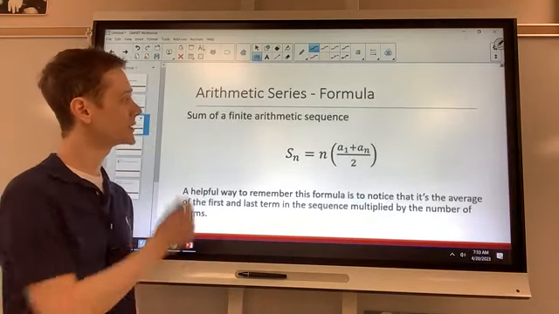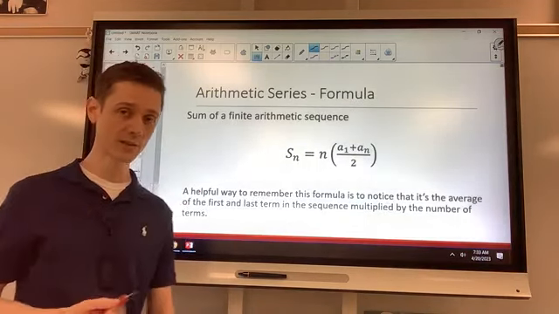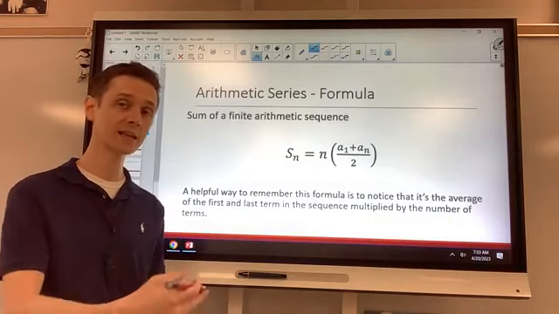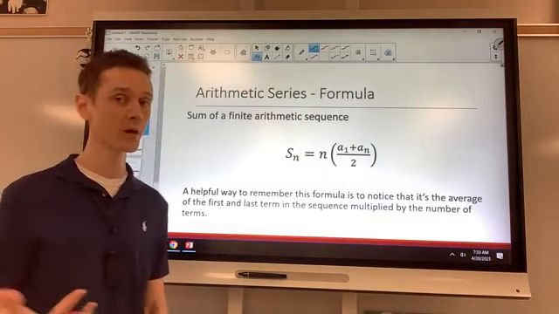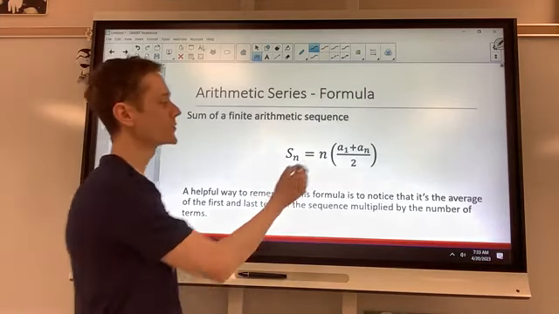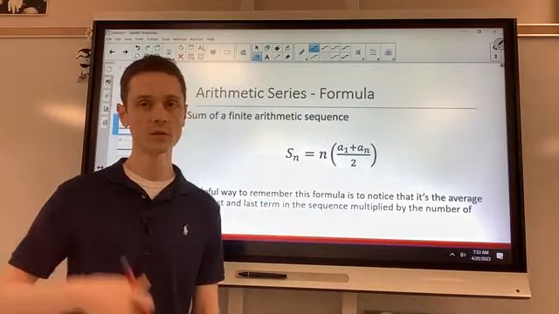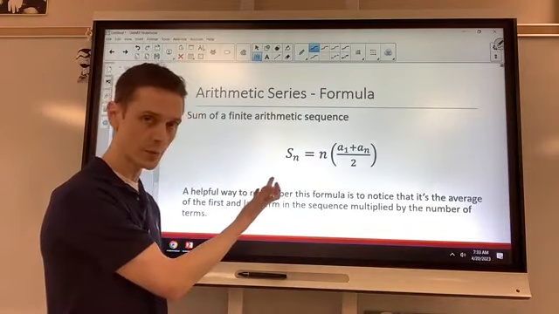So the formula here is for the sum of a finite arithmetic sequence. We cannot use this if we have an infinite sequence. We have to have a specific beginning and ending point in our terms for us to be able to add them all up and get a single finite answer. So the numbers we need, n is how many terms there are in the sequence. So if you're adding up 20 numbers total, then n would be 20.